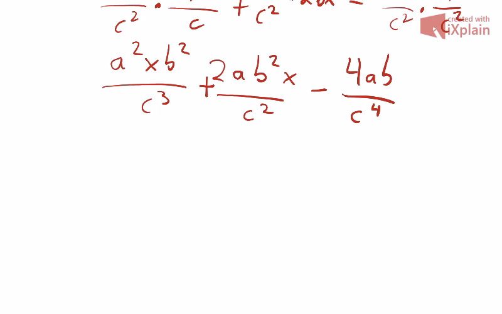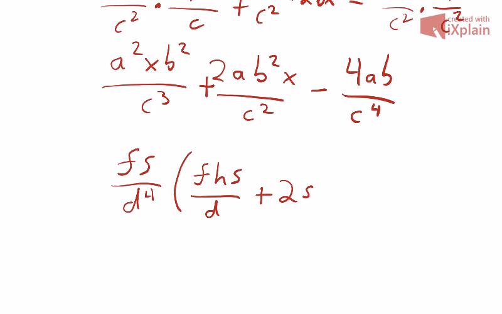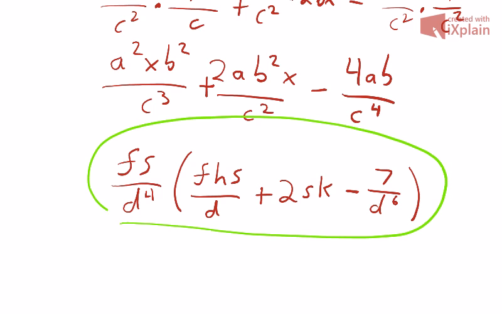Just going to have you do one. That's going to be fs over e to the fourth times fhs over d plus 2sk minus 7 over d to the power of 6. So if you can try that problem right there at the end of your notes and bring that into class, we should be good to go.